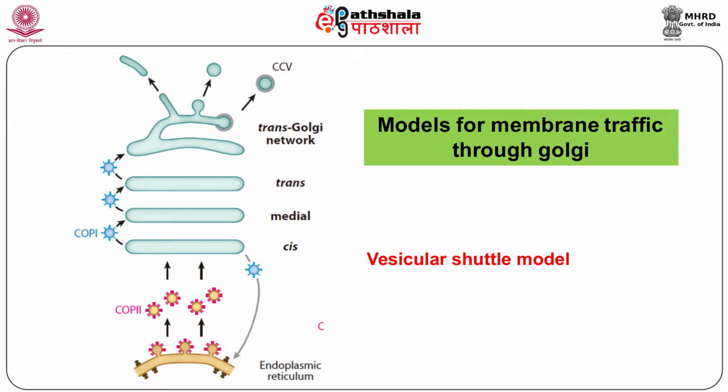Here is the first model known as Vesicular Shuttle model. The model proposes that cis, medial and trans cisternae are stable structures. All three functional zones have specific enzymes which can be used as markers for distinguishing each zone. This model explains polarity of the stack because it shows three distinct suborganelles. The resident Golgi proteins are retained in the cisternae.